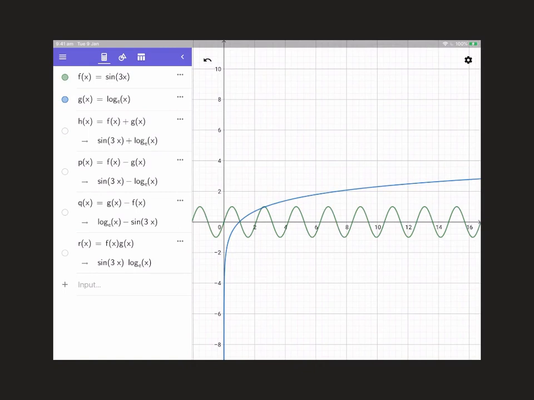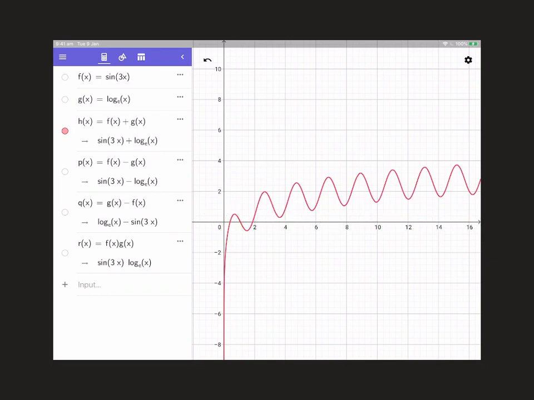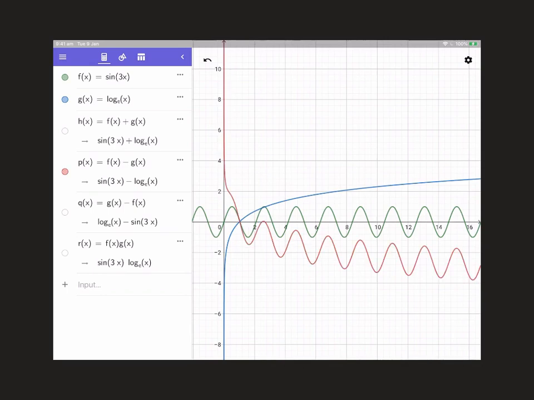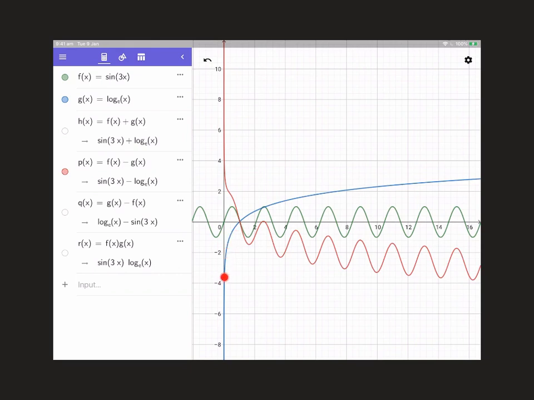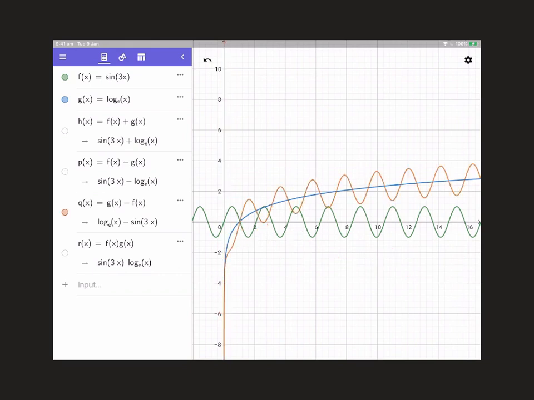So this is the same idea, this time with a sine graph and a log graph. And so the function is only going to be defined. This is the addition function, the red one that's just come in, and it's only defined where the log graph is defined. And you can see that it's got an asymptote just like the log graph. And so this is f of x, this is sine of 3x minus the log graph. Again, you can still see it's still got the asymptote where the asymptote was for the log.